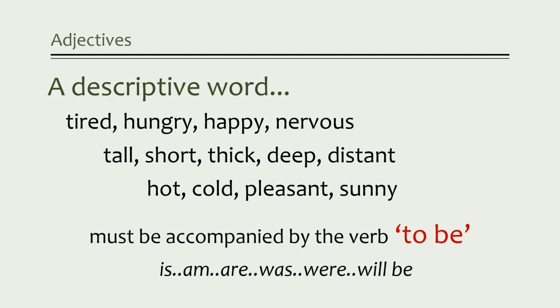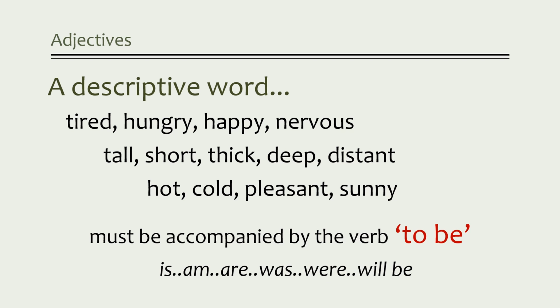Well, in the English language, what verb are these adjectives always used with? Well, they have to be accompanied by the verb to be. And in English, you have to learn how to use the right form of that verb, something called conjugating verbs. For example, I am tired. She is happy. They are nervous. The weather was cold. Today it will be sunny. Conditions were pleasant.